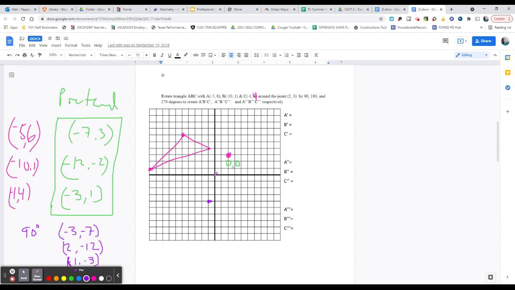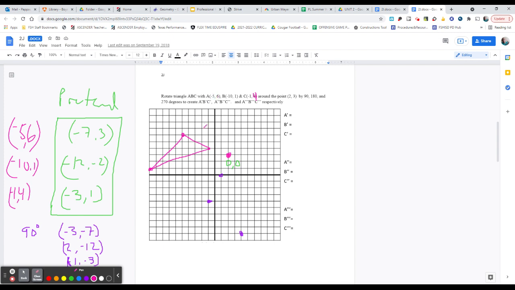Okay, and then we're at 2, negative 12. So 2, negative 12. And then we're at negative 1, negative 3. So negative 1, negative 1, 2, 3.